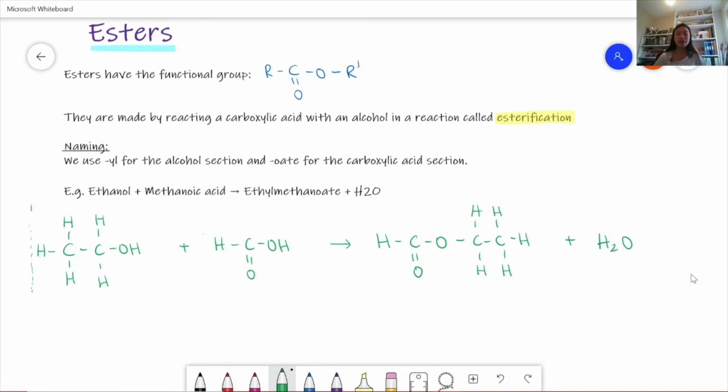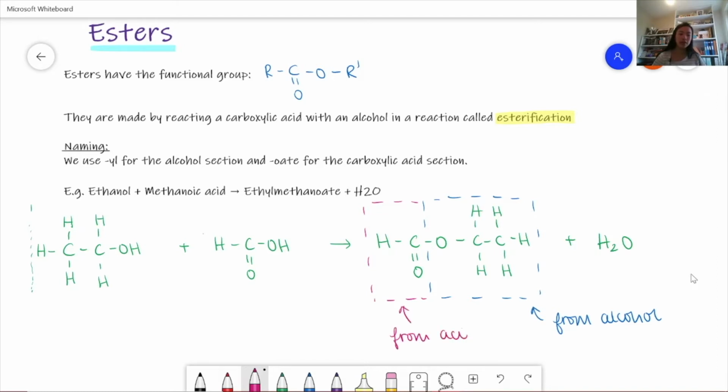Now we're going to look at naming this. So what we do is we divide it up. So we have this section. And this section comes from the alcohol. So this is from the ethanol. And then we have this left-hand section. And this is from the acid, so from the methanoic acid.